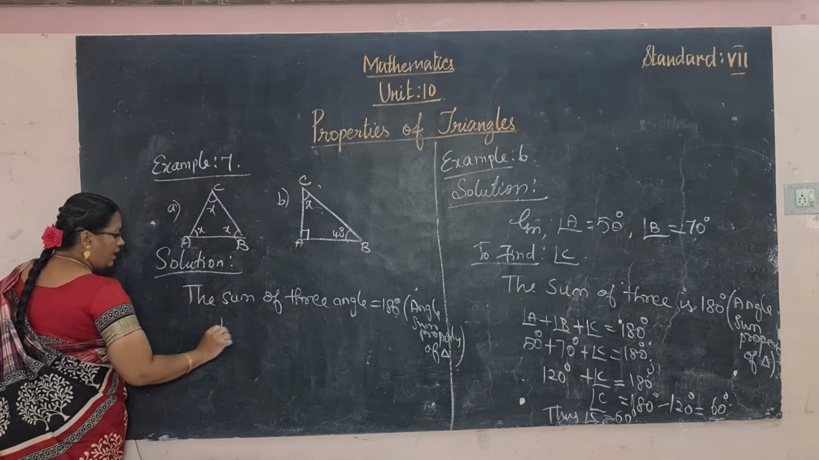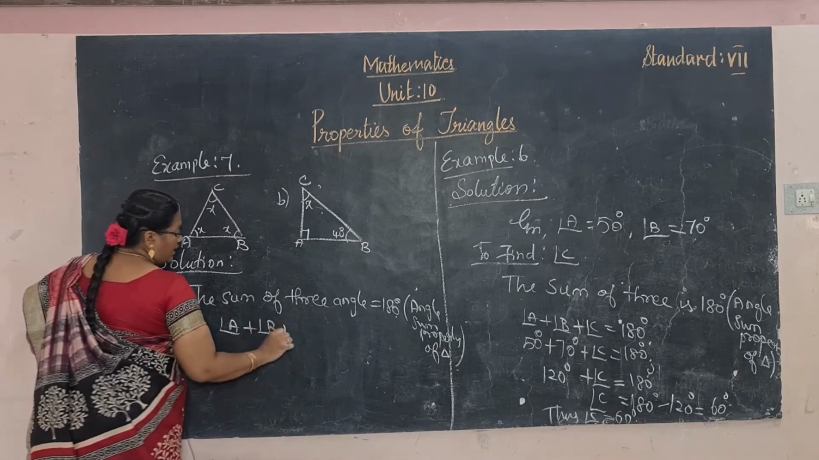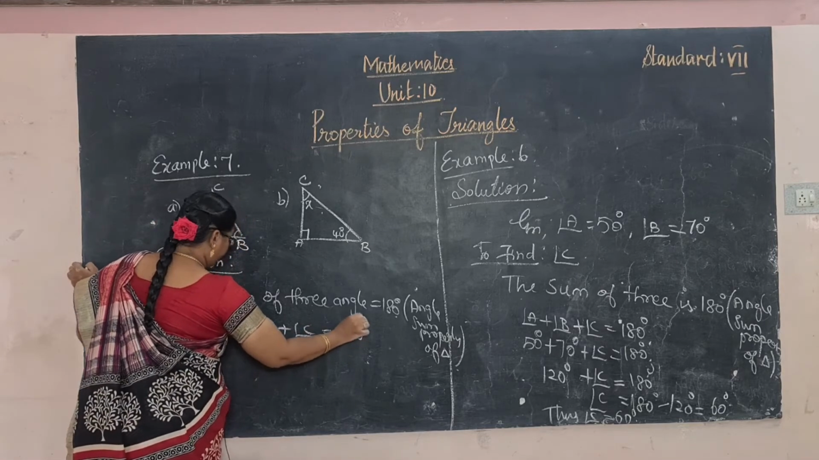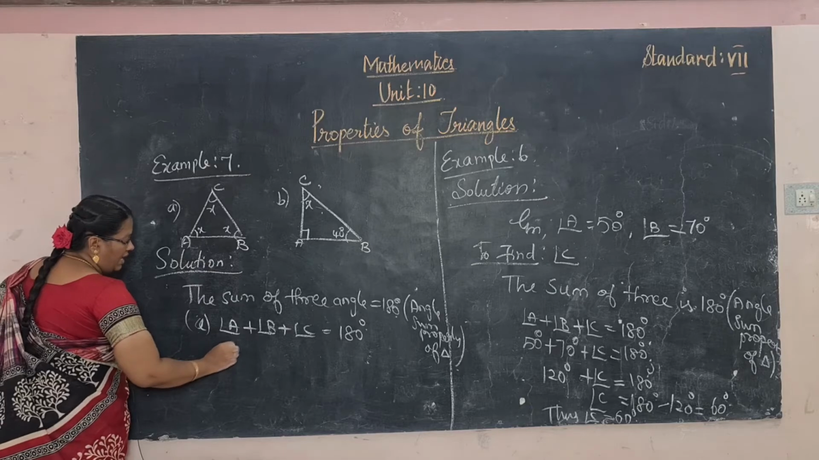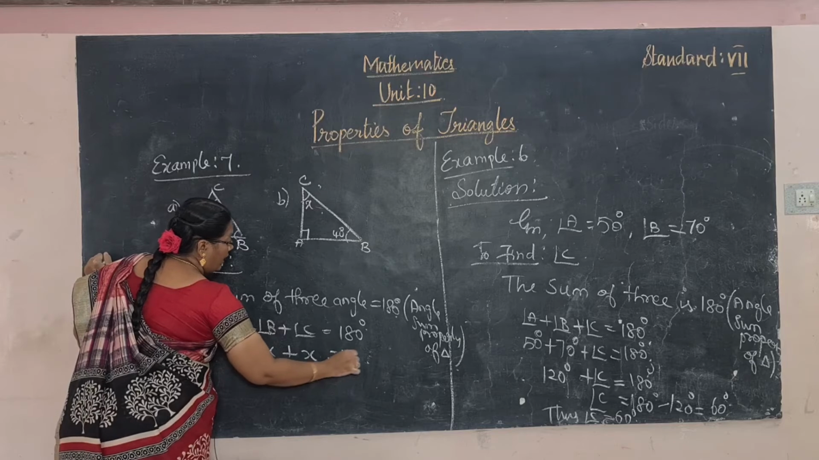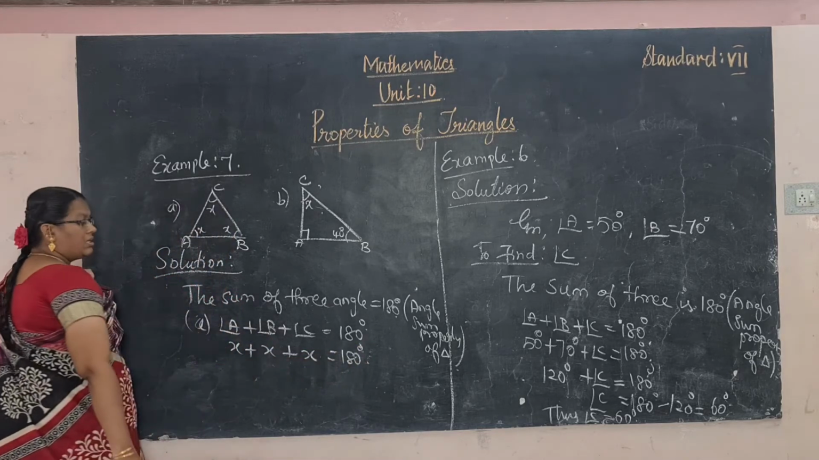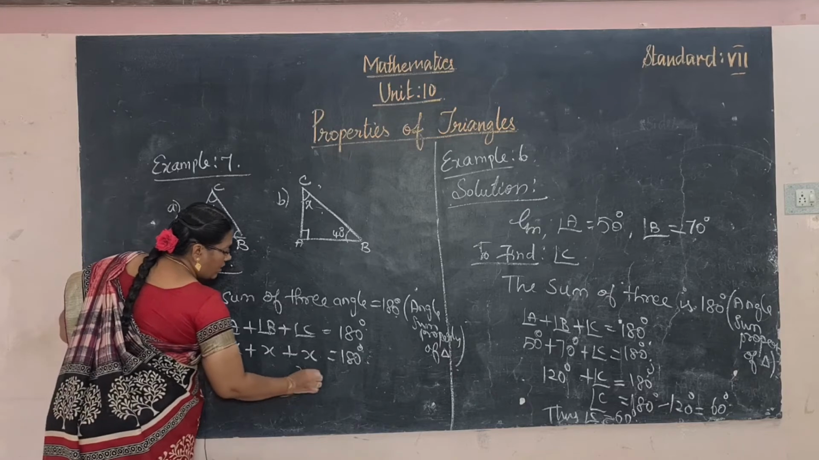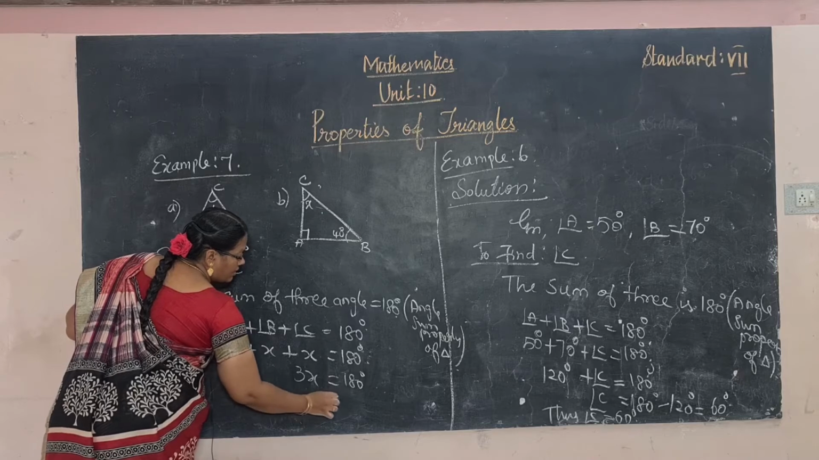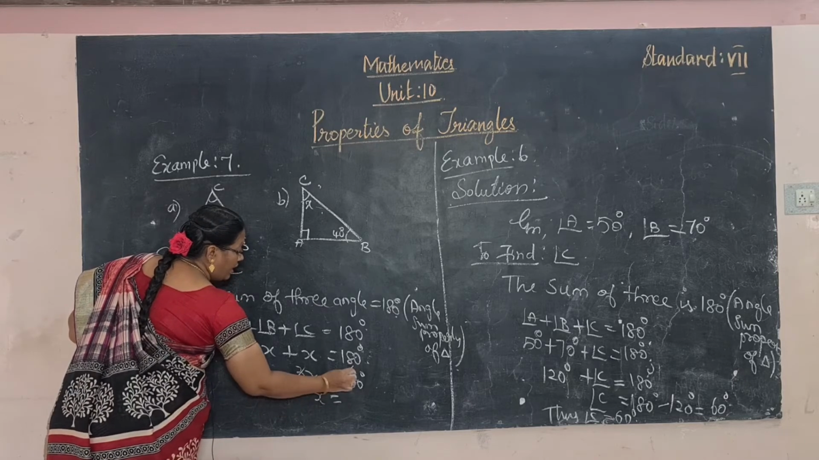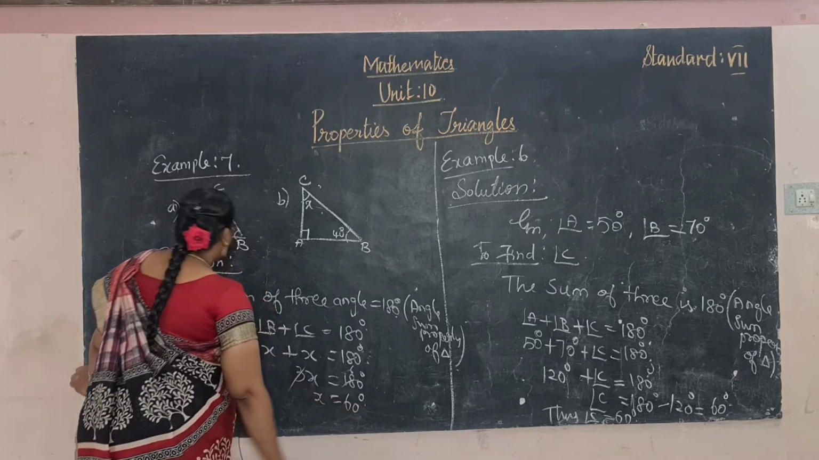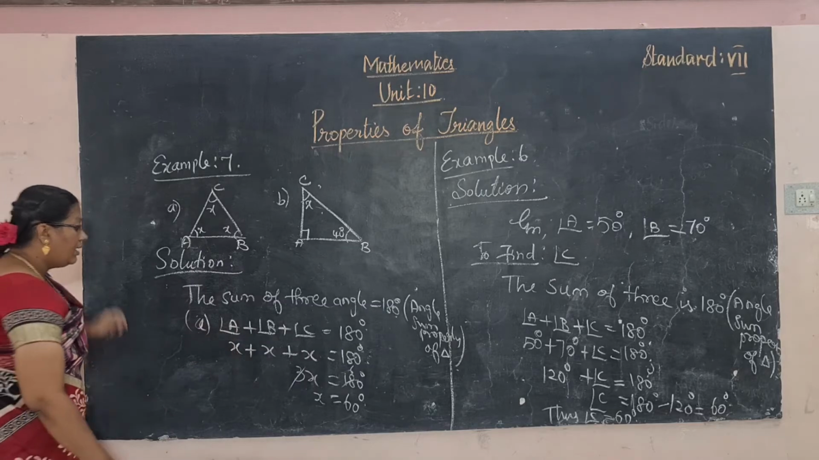So what is the angle A plus angle B plus angle C? That is equal to 180 degrees. What is the value of angle A? X. Angle B is also X. Angle C is also X, equal to 180 degrees. Add these three like variables, we get 3x equal to 180. Let's simplify: x is 60. So each angle has 60 degrees.